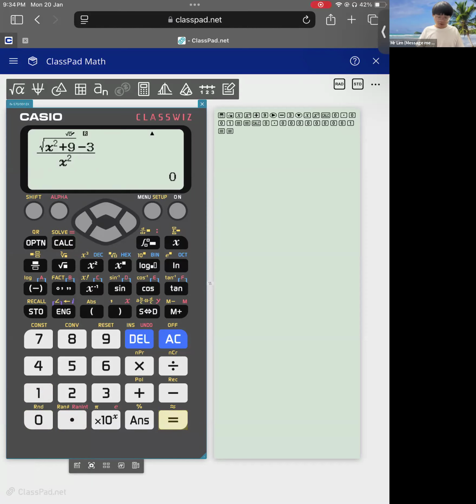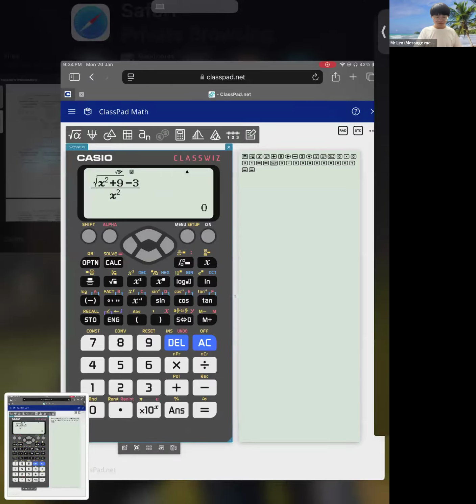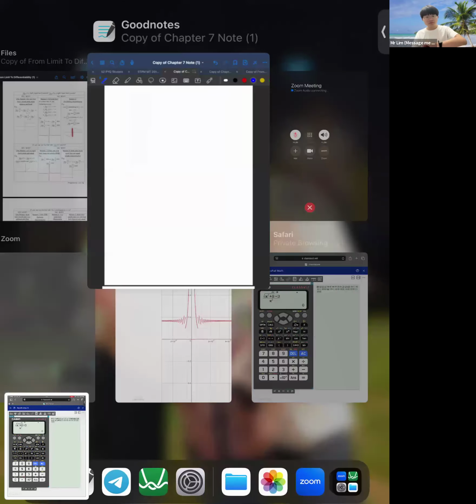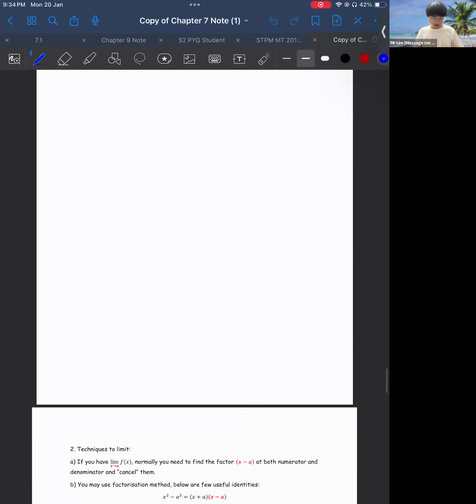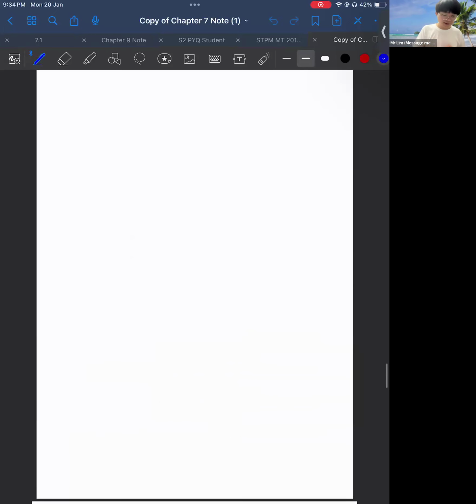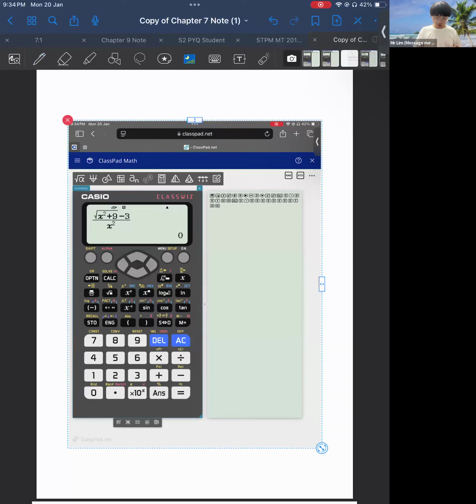Equals. What happened here? The calculator shows 0. Do you think 0 is the answer? 0 is not the answer, right? Which one do you think is correct?